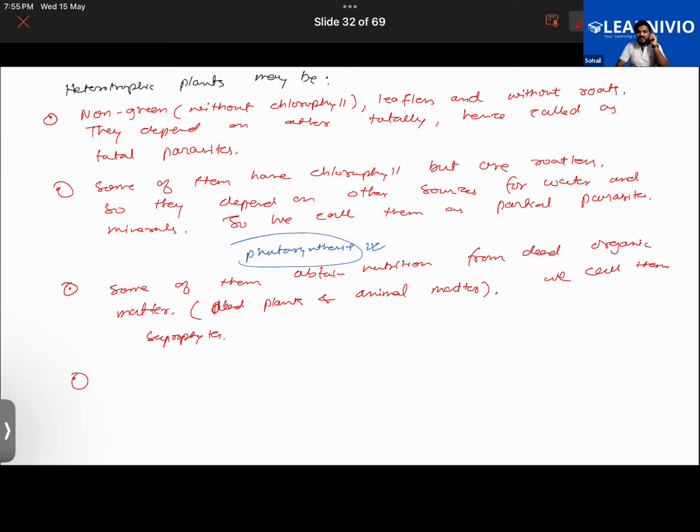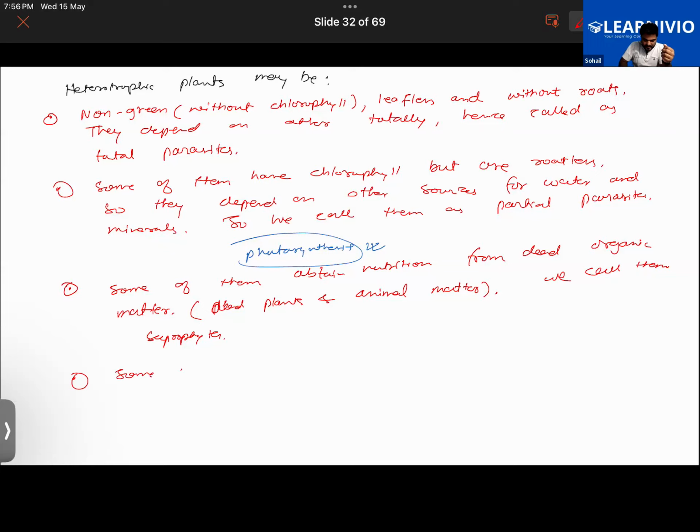Then you would be having some of the plants which are able to synthesize their own food because they would be having chlorophyll in them. So some of them will be having chlorophyll. They would be able to obtain water with the help of their roots, but for special nutrients like nitrogen, they would be depending on others, such as eating insects. So thereby you would be having insectivorous plants.